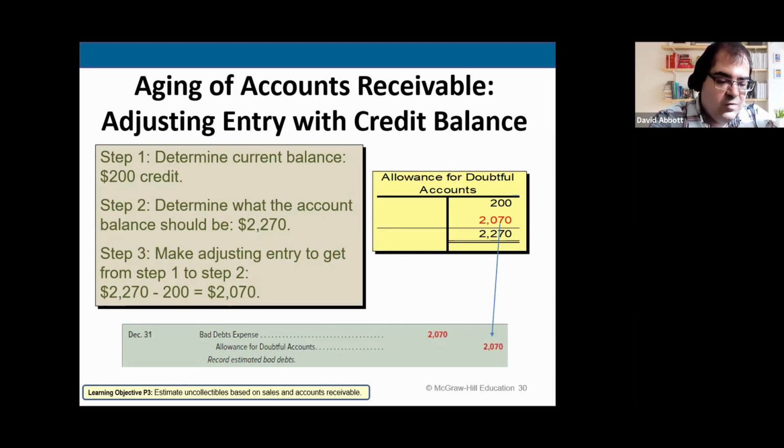We could also use a T account for this analysis as shown on this slide. This yields the following end of period adjusting entry that's shown. And so again, we have 200 in there. We know that it should be 2270, so then we only have to record $2,070. So we have a debit for bad debt expense of $2,070 and then a credit to the allowance for doubtful accounts in that amount.